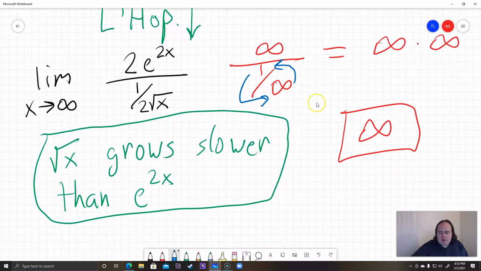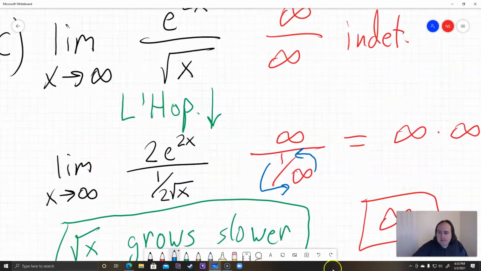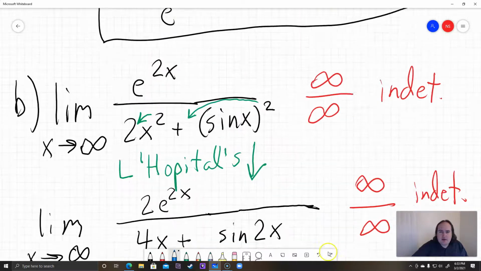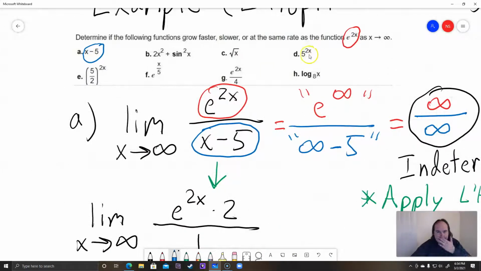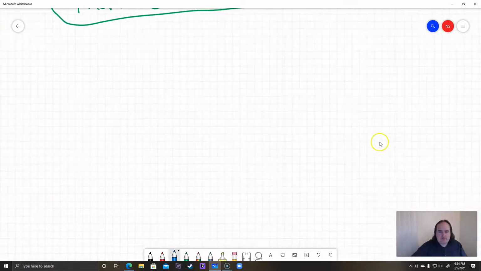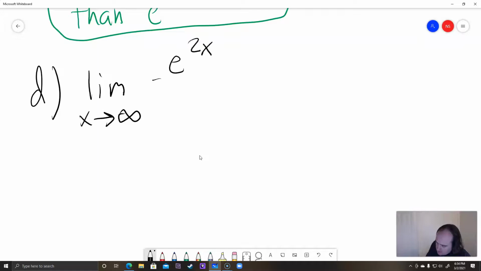All right, so for the first 3 examples, we've gotten infinity for all of them. So for all of those, each denominator grows slower than the numerator. So let's take a look at part D. So for part D, we actually have 5 to the 2x. So we want to compare 5 to the 2x to e to the 2x. Okay, so for part D, we're going to be doing the limit as x goes to infinity of e to the 2x over 5 to the 2x.